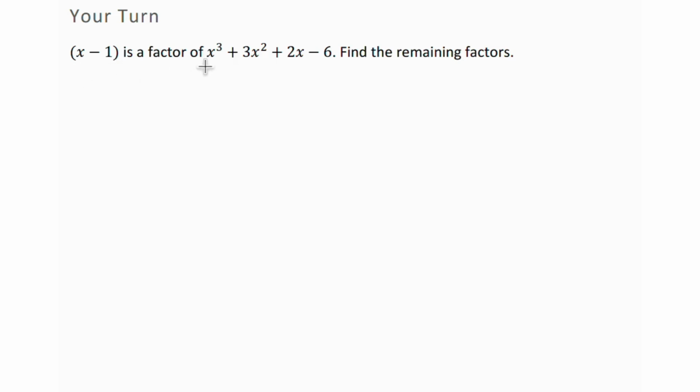x minus 1 is a factor of x cubed plus 3x squared plus 2x minus 6. Find the remaining factors. What this really means is that x cubed plus 3x squared plus 2x minus 6 is equal to x minus 1 times by some other factor. If x minus 1 is a factor, that means it can be multiplied by something directly to get to that one.